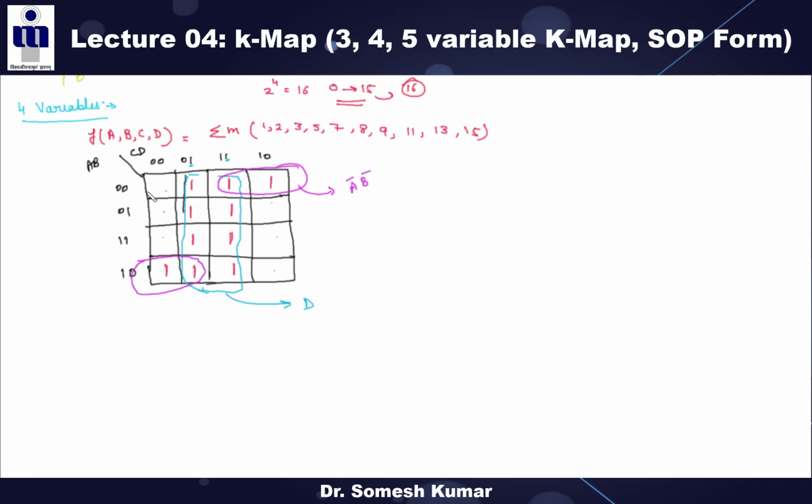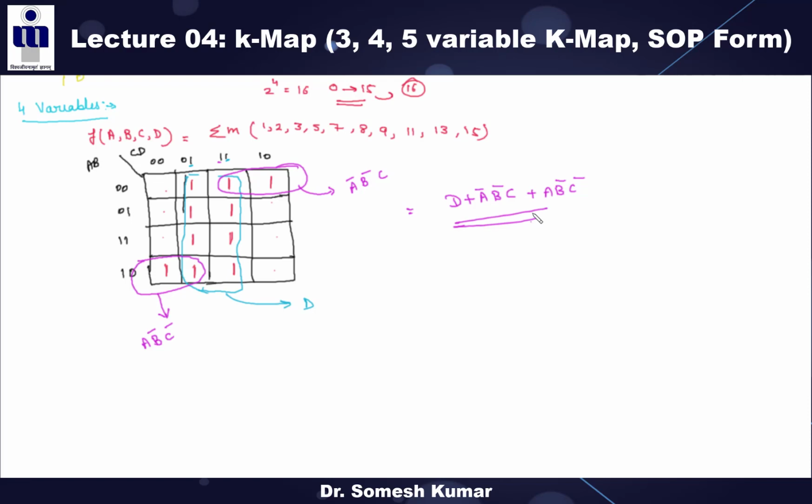A bar, B bar, this 0, 0 is also common, right? And from here, this 1 is common, right? And from this pair, which one is common terms? A, B bar, and what is the output? What is the minimized function of this? D plus A bar, B bar C plus A, B bar. Right? This is your minimized.